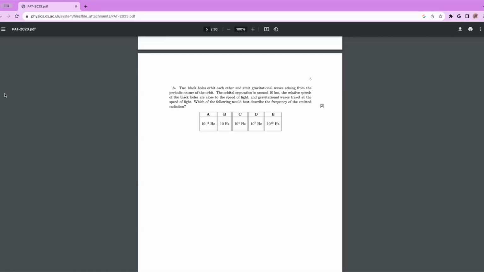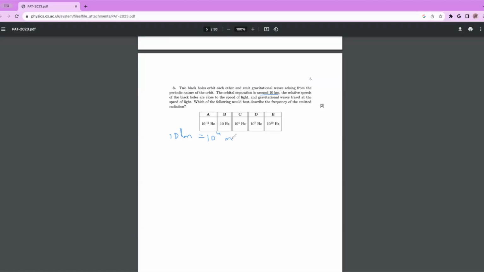So I will start this off by saying I don't know much about waves, and this is one of the aspects of physics that I'm bad at, but it does say that they're around 10 kilometers away. So I suppose we can start by converting 10 kilometers to 10 to the 4 meters.